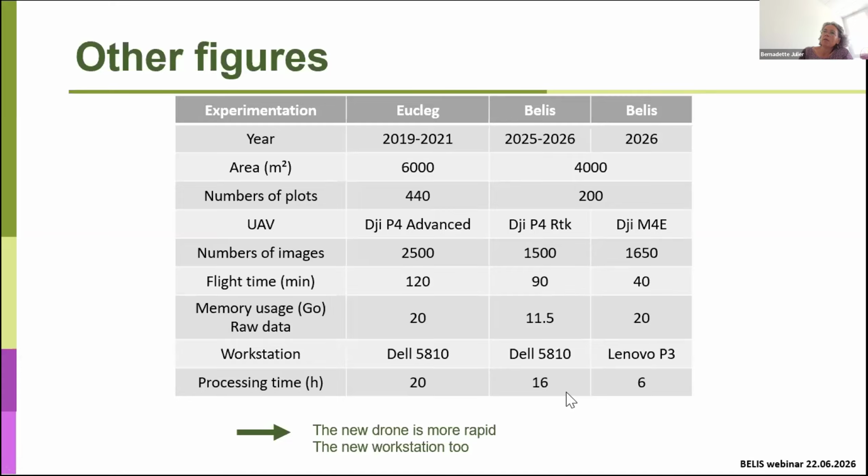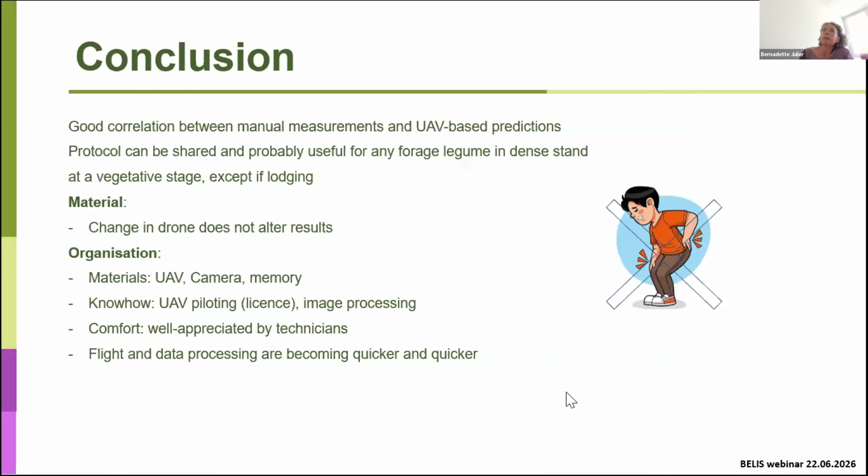So everything is becoming quicker. Drone flight time is shorter, and the processing time is shorter too. So it means that if you have many trials, you can process a lot of data.